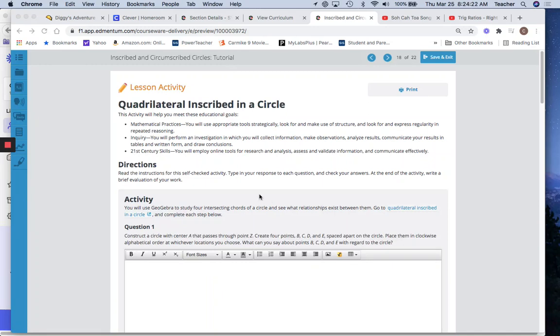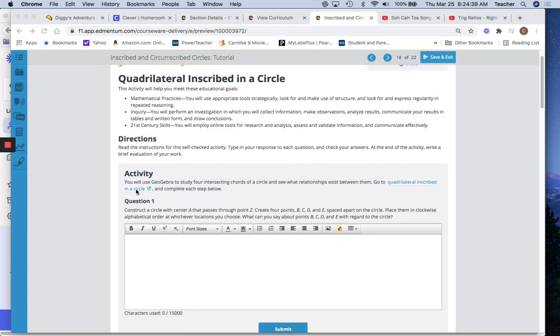All right, you guys, we're back to inscribed and circumscribed circles, and we're on slide 18. This is a quadrilateral inscribed in a circle. That means we're going to have a circle with a quad inside of it, and every single vertex of the quad will be on the circle. All right, so I'm going to open up my GeoGebra.